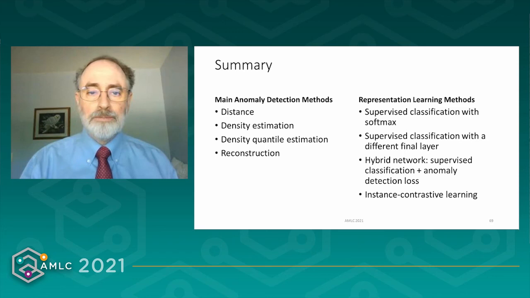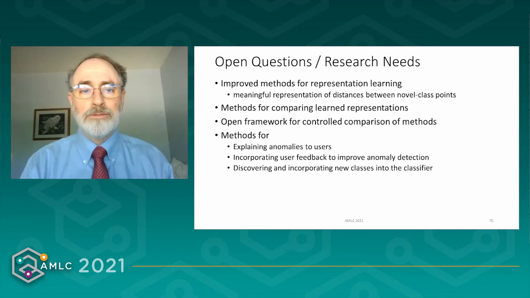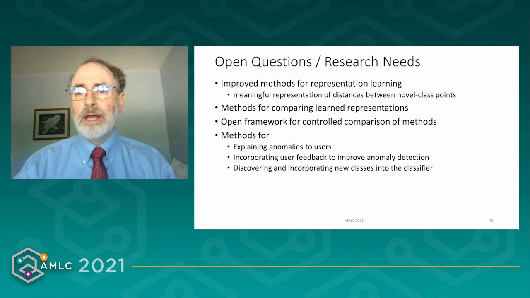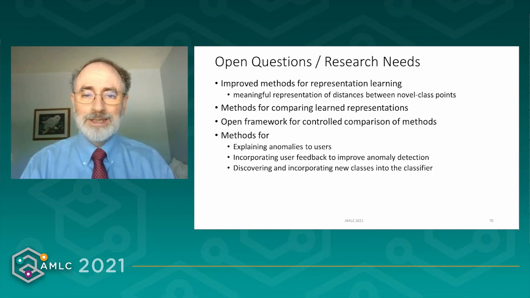So I think there are many open research questions here. This is not by any means a finished topic. We really need to understand what's going on in representation learning. Can we come up with improved methods that give us representations that go beyond just our training data? Can we extrapolate the representation? And then we need methods for comparing these learned representations to study them.